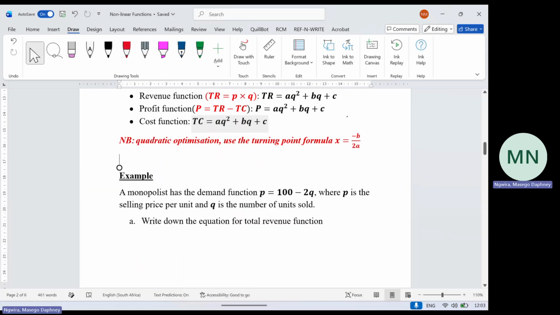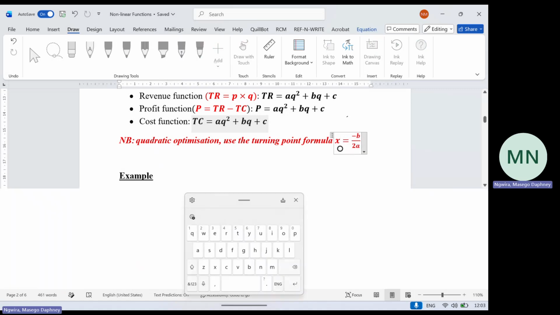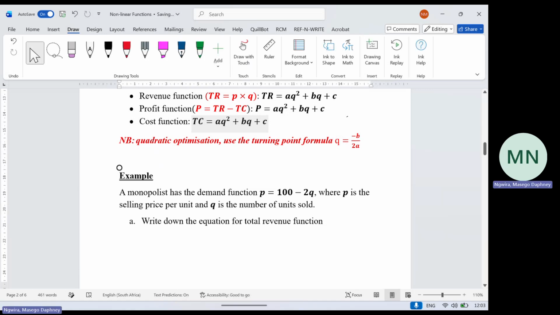And then here I'm saying that A and B, all right? Quadratic optimization, use the turning point formula. X is equals to negative B over 2A. Okay, this is supposed to be Q. All right, this is going to be Q because now we are optimizing. So this will be Q is equals to negative B over 2A. All right, so now let's look at the example.